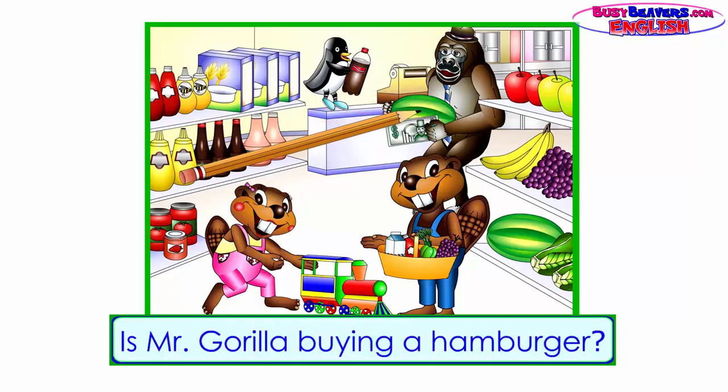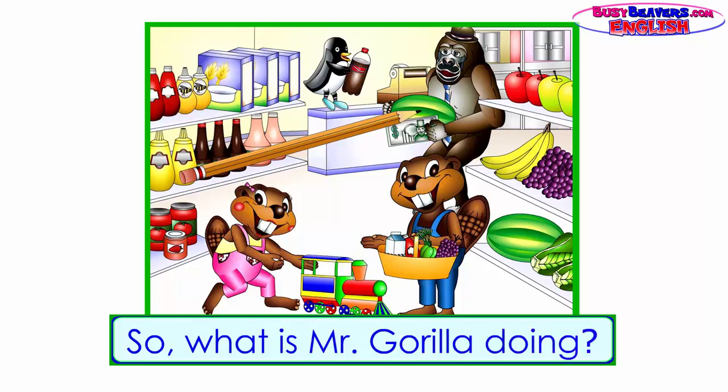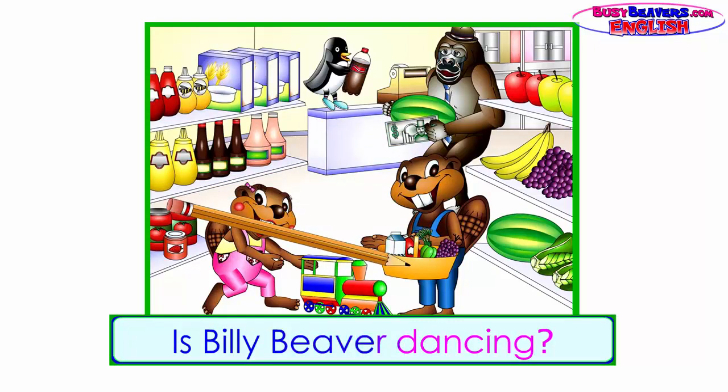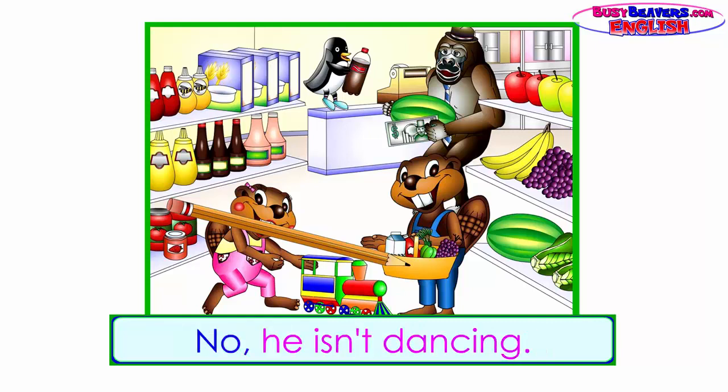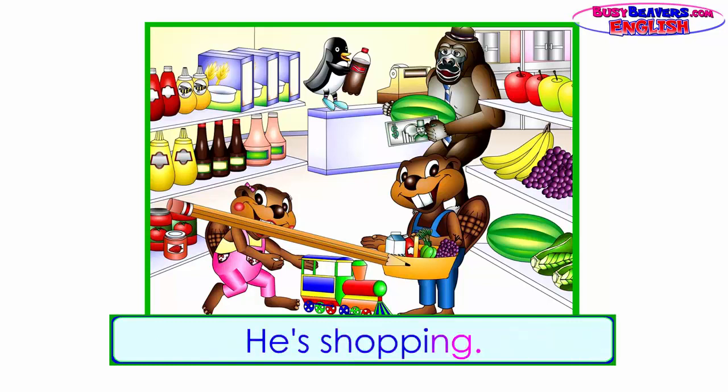Is Mr. Gorilla buying a hamburger? No, he isn't buying a hamburger. So what is Mr. Gorilla doing? He's buying a watermelon. Is Billy Beaver dancing? No, he isn't dancing. So what is Billy Beaver doing? He's shopping.